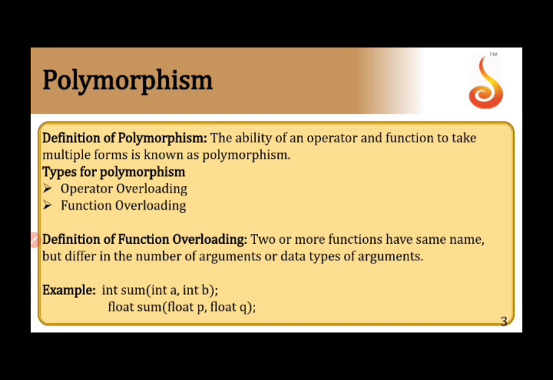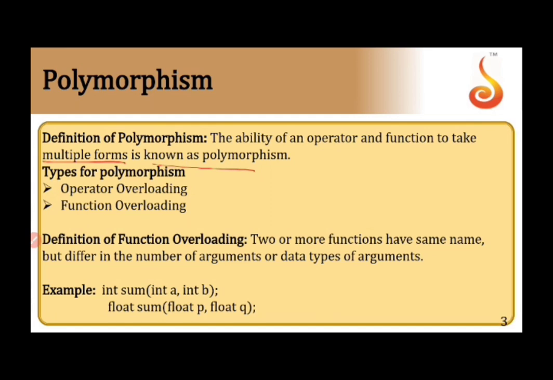As we all know, polymorphism is an OOPS property. So definition of polymorphism. What do you mean by polymorphism? The ability of an operator or a function to take multiple forms, that is more than one form, is called polymorphism.